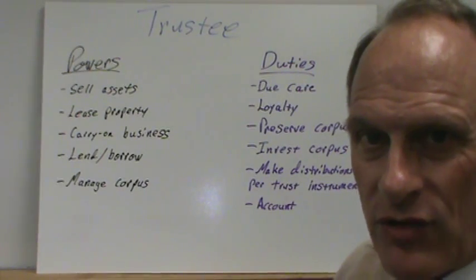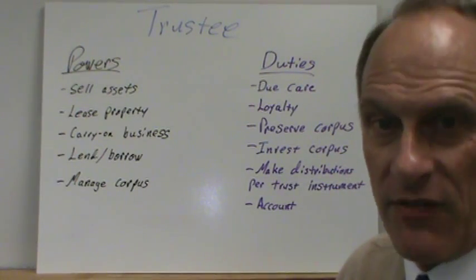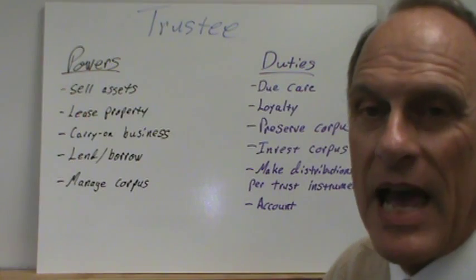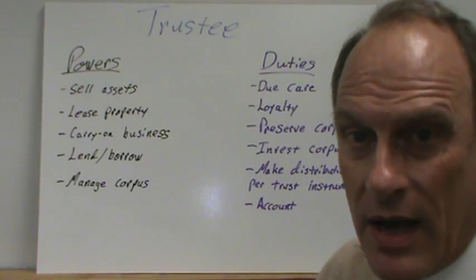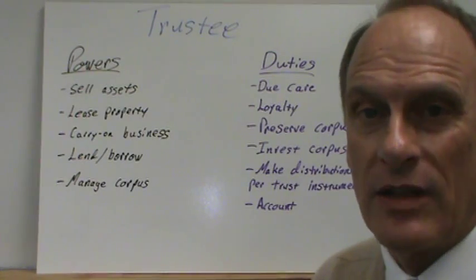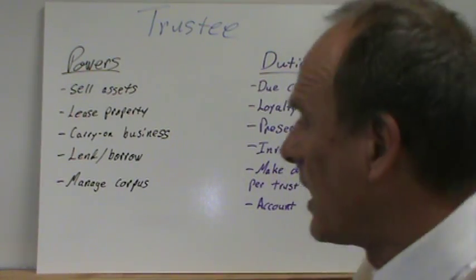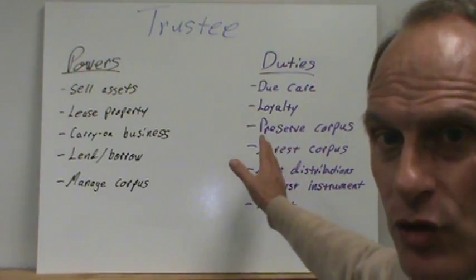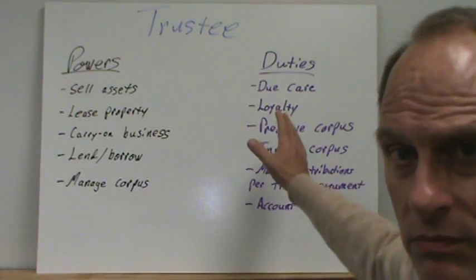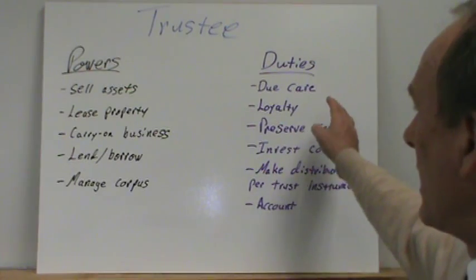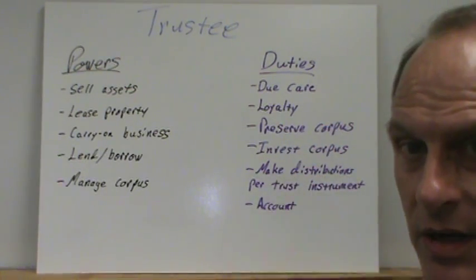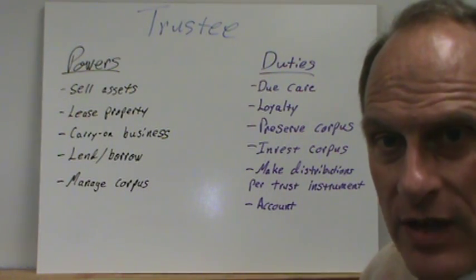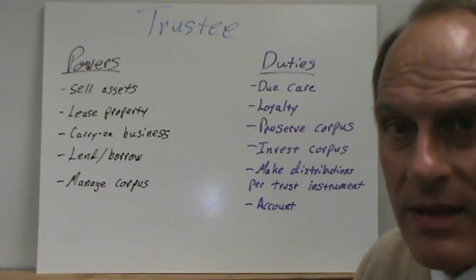But the trustee also has some duties to the beneficiaries, because after all, as we already said, the beneficiaries have the equitable title. They have the right to use and enjoy and benefit from the property. So what are the duties that the trustee has to the beneficiary? The first of all is the duty of loyalty, duty of due care to act towards the property, manage the property as if it were their own, to manage it with that type of care.